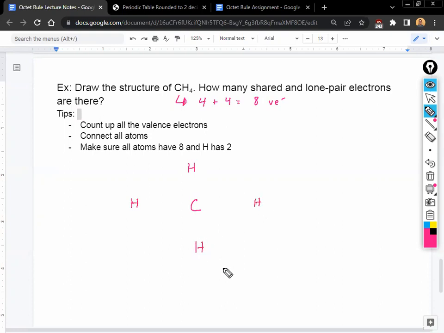If you did it in an X formation or they're in one line, that's fine as well. Just make sure that the carbon is on the inside and the hydrogens are somewhat on the outside. Again, pictures might look a little bit different, but as long as you get the general idea, it's okay.